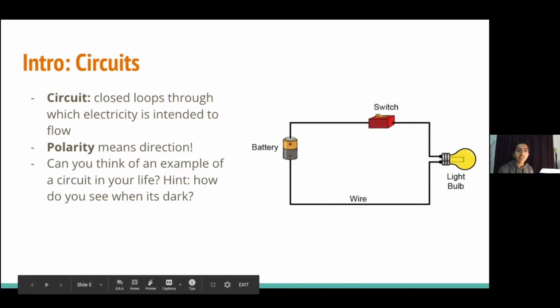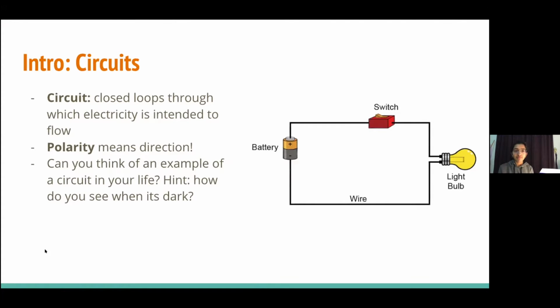All right. So circuits are basically ways for energy to flow. And specifically, as it says on the slide, circuits are closed loops through which electricity is intended to flow. Now, this is very important, so keep this in mind. Polarity means direction. So you'll hear this term a lot in the following slides, and it's a good thing to keep in mind.